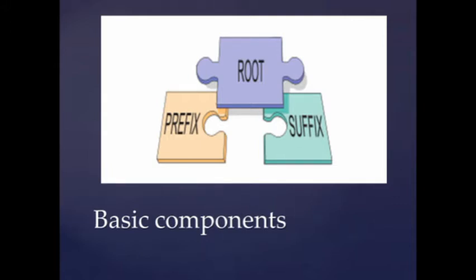The first part, the beginning of the word, is the prefix. Then the root, the middle of the word, and the end of the word, which is the suffix. So there are three basic components of any medical term. If you see any medical term, you need to divide it into three parts in order to understand it: prefix, root, and suffix.